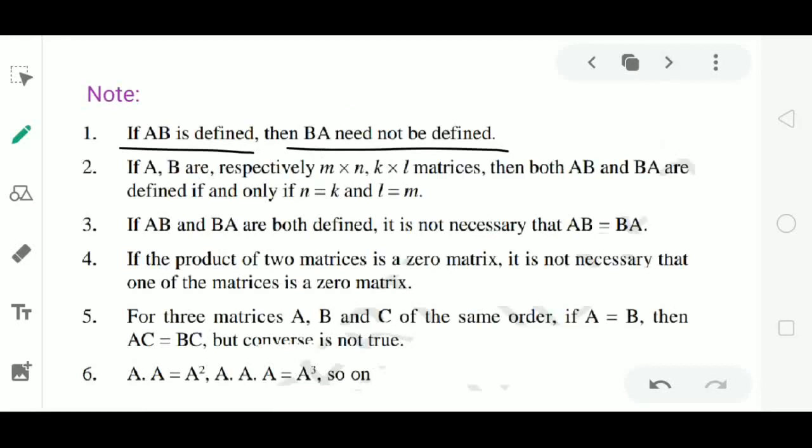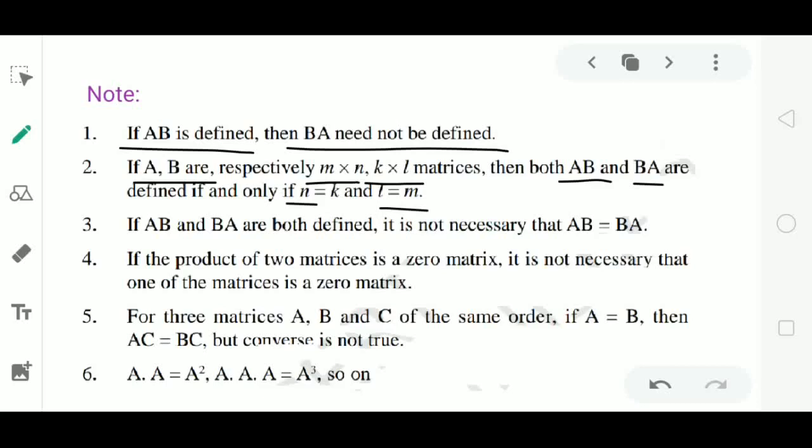Second point, if A, B are respectively matrices of order M by N and K by L, then both AB and BA are defined if and only if N equal to K and L equal to M. This is similar to the first point.